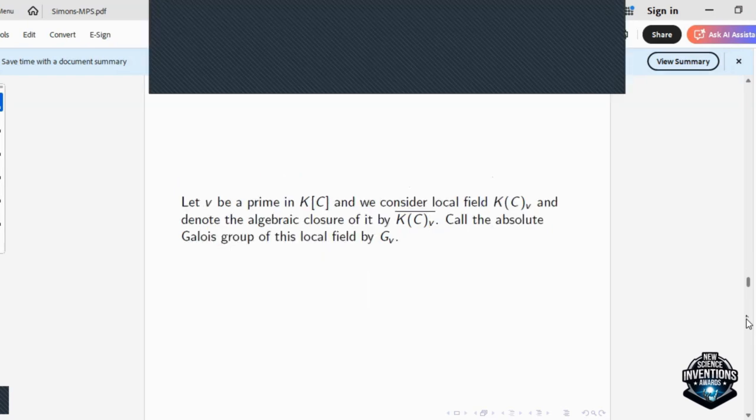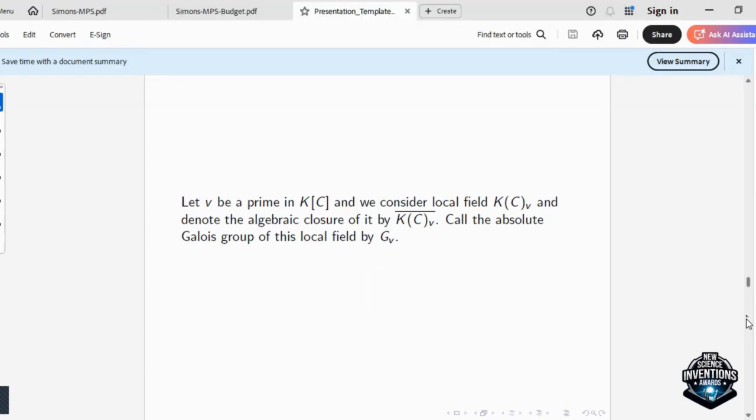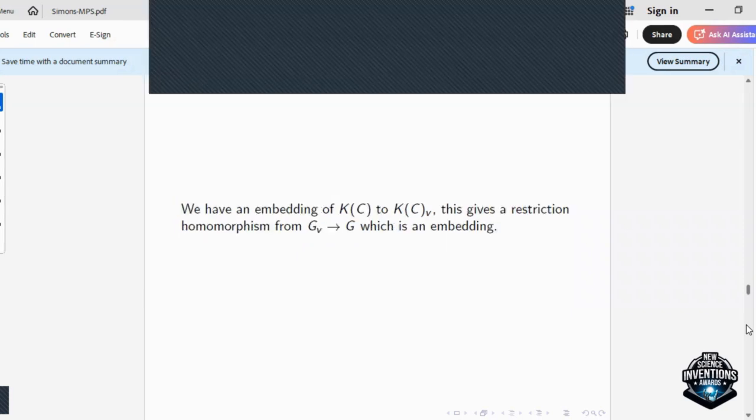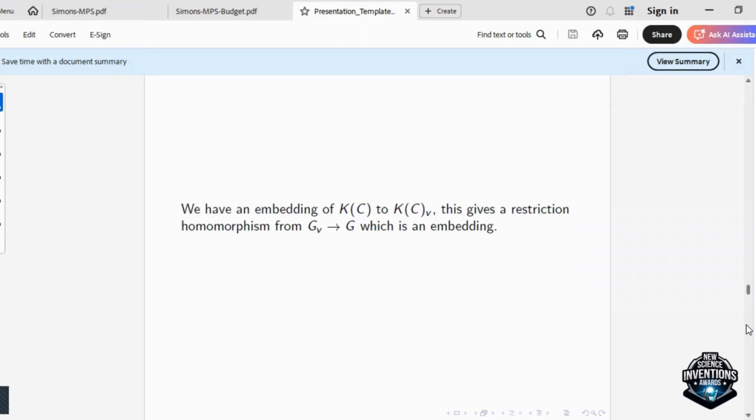Now let v be a prime in the coordinate ring of C over K, and if we consider the local field of K(C) localized at this v, then take the algebraic closure of this local field, call it K(C)_v bar. Then again, we can call the absolute Galois group of this local field G_v. Then again, we can do the same thing. So G_v to G is an embedding because we have an embedding of K(C) to K(C)_v, and therefore the restriction homomorphism gives an embedding of G_v to G.